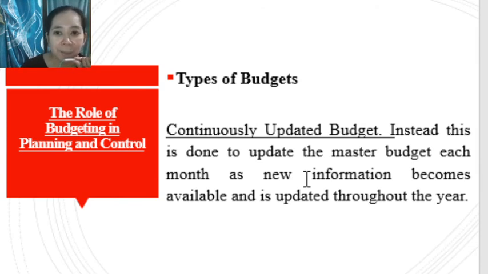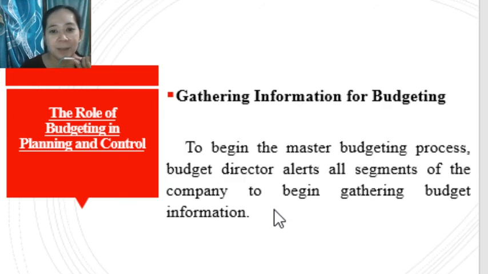Normally, based on their definition, we can say that they are the same as the continuous or rolling budget. However, in this case, we just update the master budget based on the available data that is being presented. So after we've learned about the different types of budgets, its purpose, and so on, how do we gather the information for budgeting?